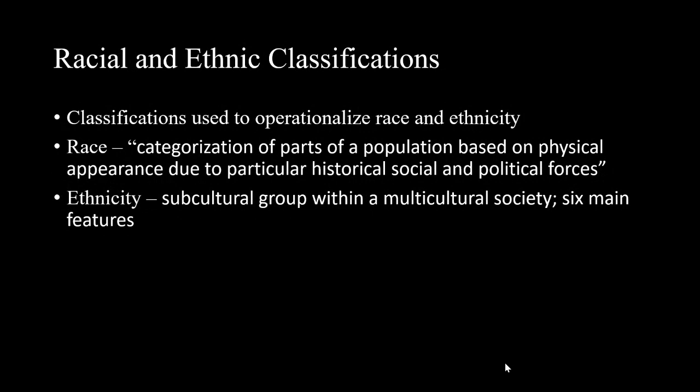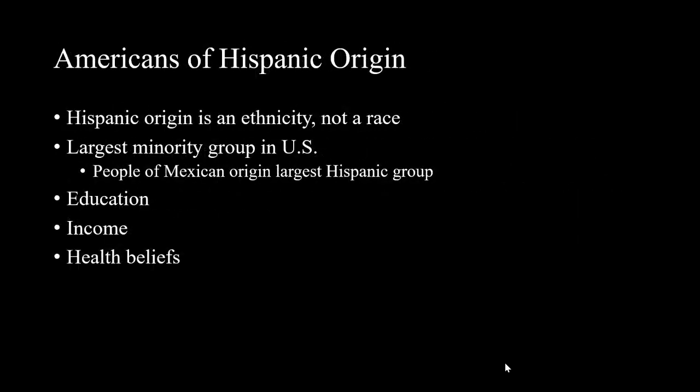So classifications that are used include race and ethnicity. Race is defined as the categorization of parts of a population based on physical appearance due to a particular historical, social, and political force. Whereas ethnicity is a subculture group within a multicultural society. And there are 6 main features that define ethnicity. Sometimes, though, these terms are interchangeable.